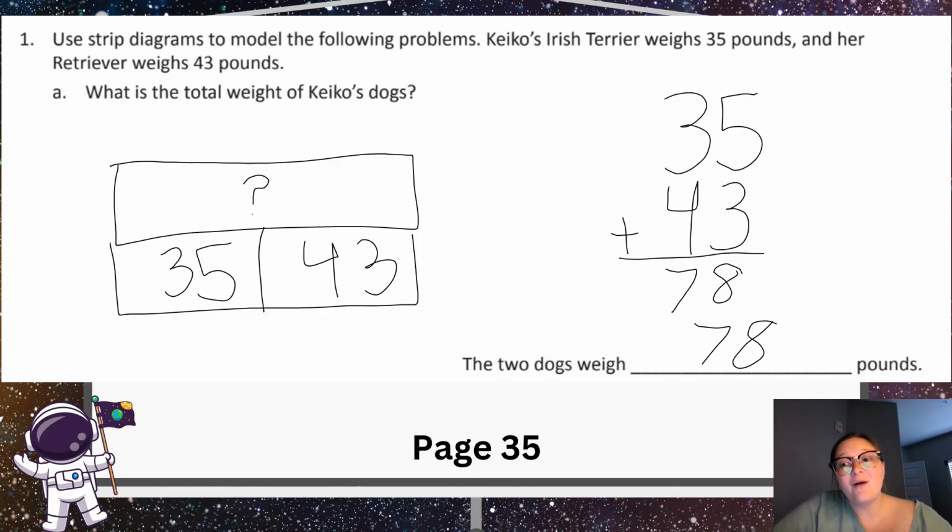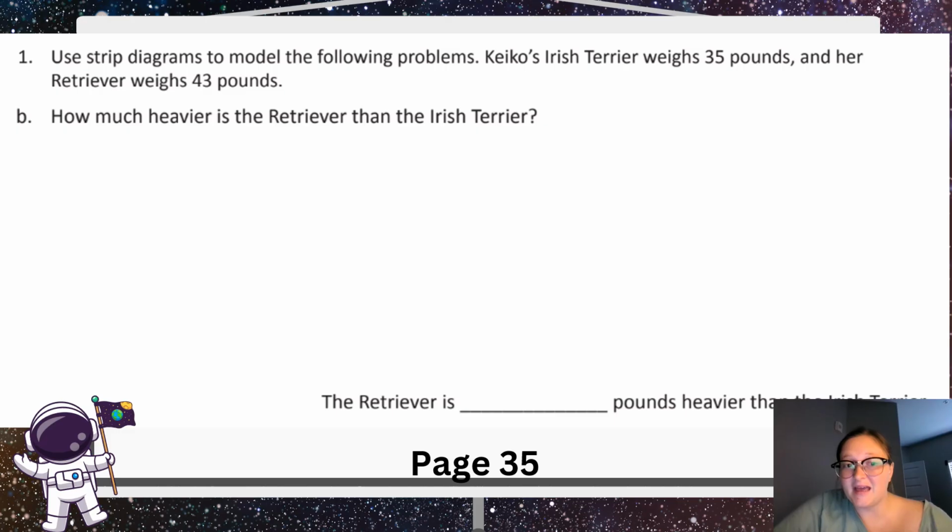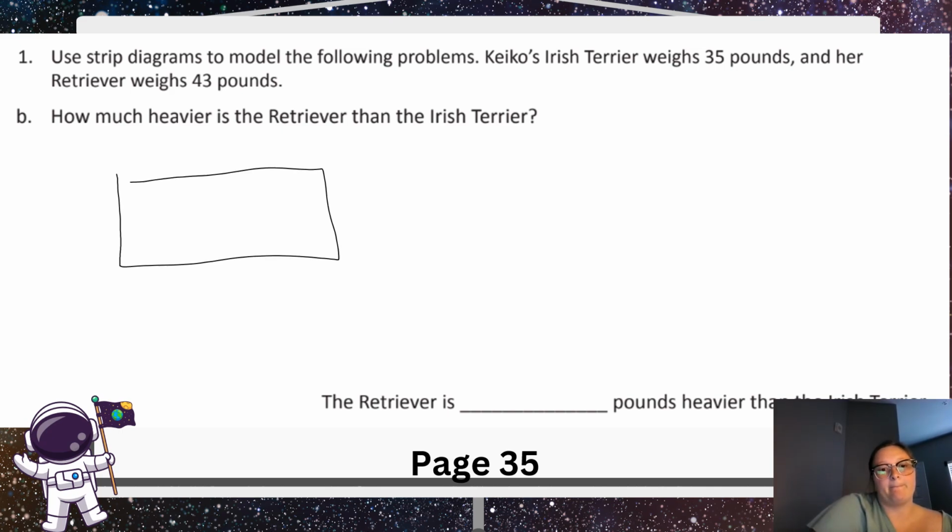Good. Now we're going to look at B. B asks, how much heavier is the retriever than the Irish Terrier? Are we looking for a total now? No. Good. We want to find the difference. So let's draw a strip diagram with 2 parts and 1 hole.